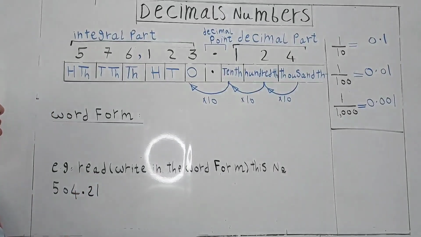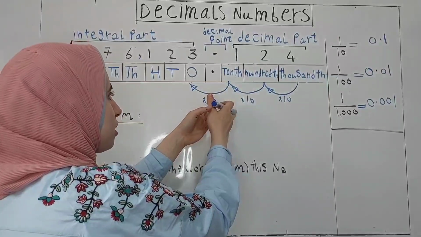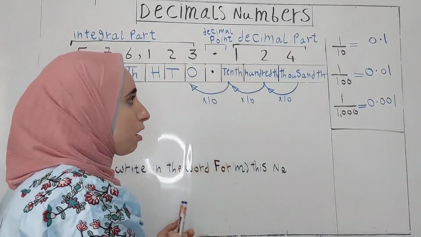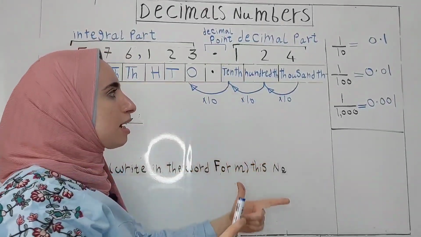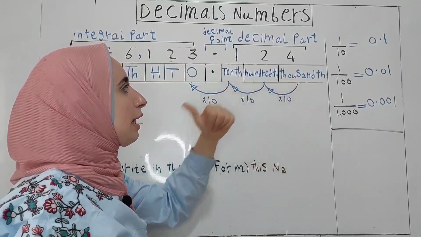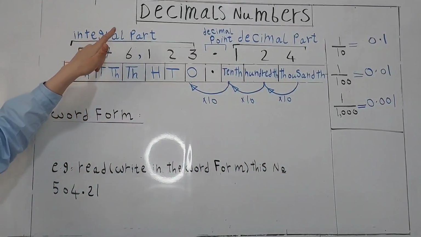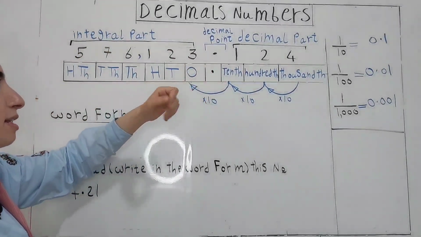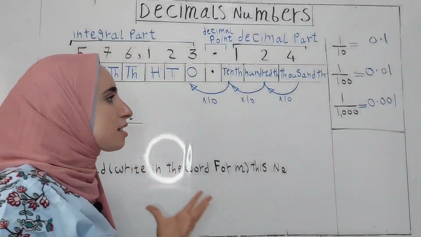To write the position for each digit, we start from the decimal point. For the digits in the decimal part, we start from tenth, then hundredth, then thousandth. And for the digits in the integral part, we go to the left. We start from ones, then tens, hundreds, thousands, 10,000, and 100,000.